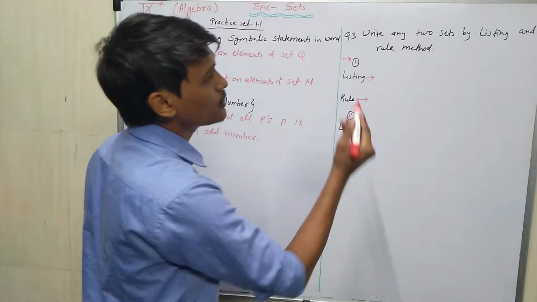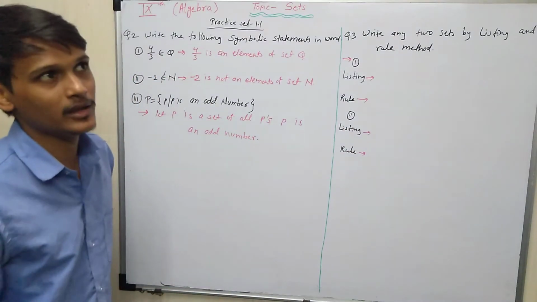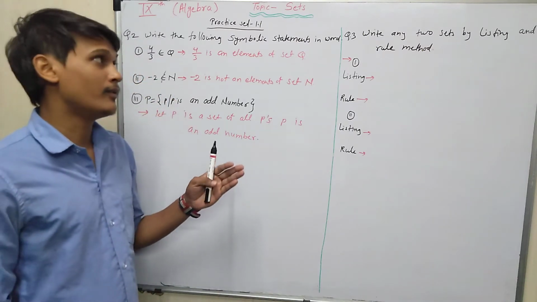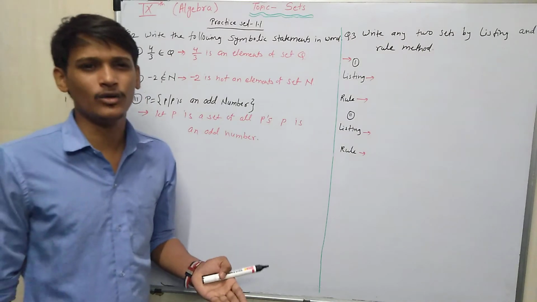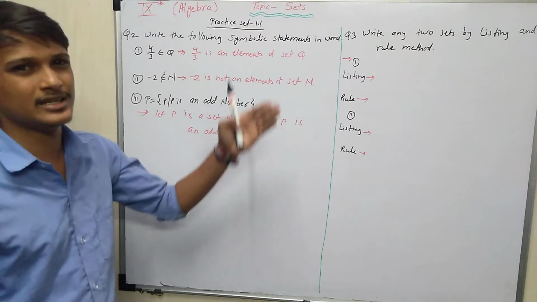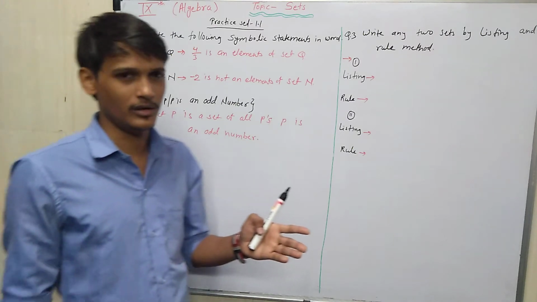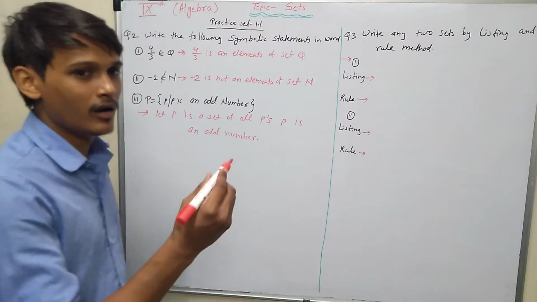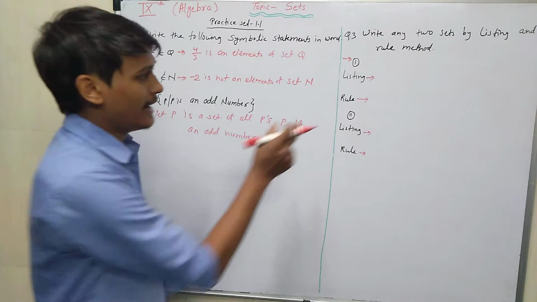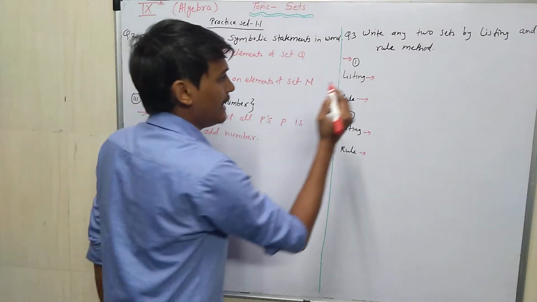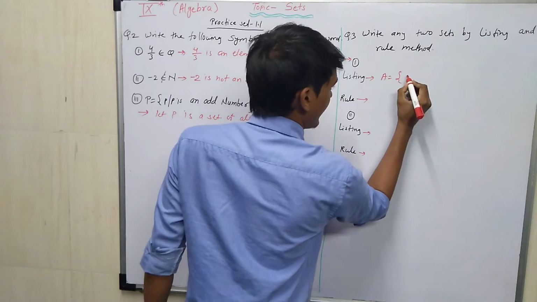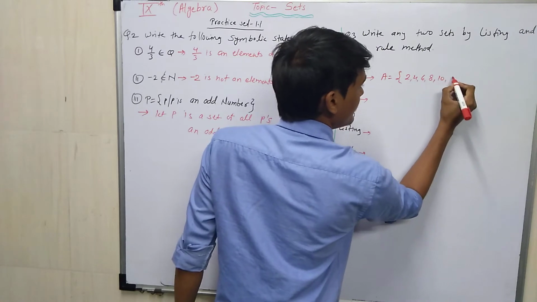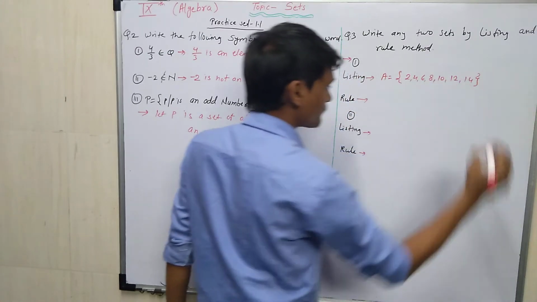Write any two sets by using listing and rule method. Any two sets you can write down. You can also use question number 1. One question will be to write it in listing and rule method. Any two examples. Got it? Then I write the first example in listing method. A is equal to {2, 4, 6, 8, 10, 12, 14}.